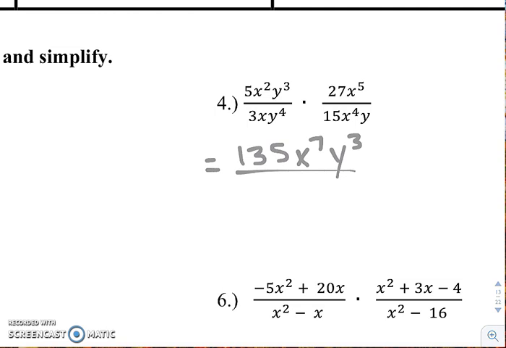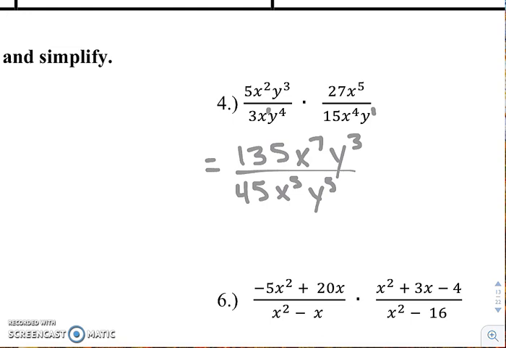For the bottom of your fraction, 3 times 15 would give you 45. This is x to the 1st. The x and y are separate. If it were x to the 0, there would not be an x there. There is an x there, it's to the 1st. So 1 plus 4 makes this x to the 5th, and this will become y to the 4th times y to the 1st. 4 plus 1 is 5.